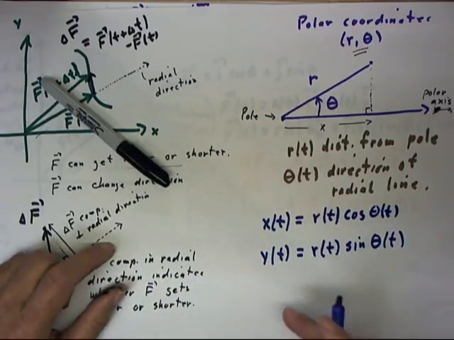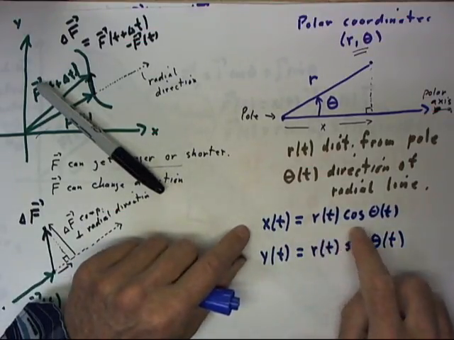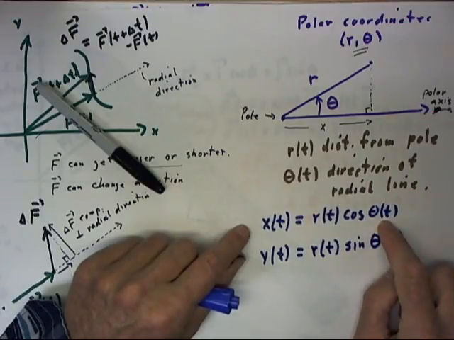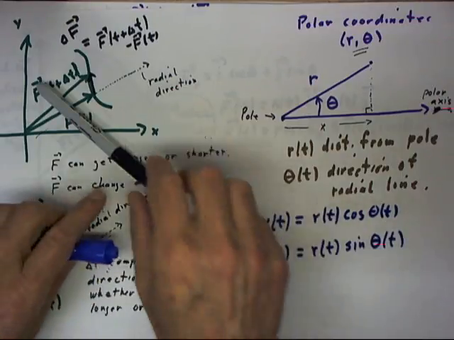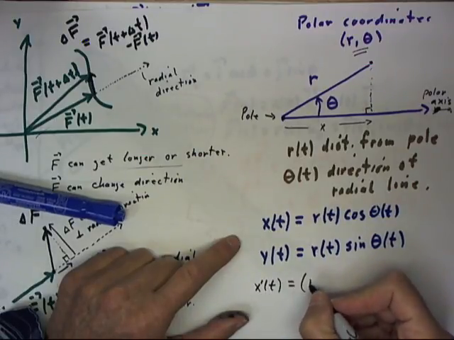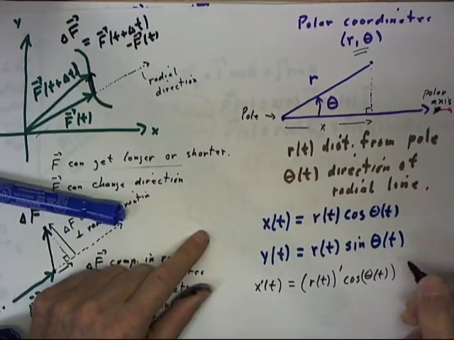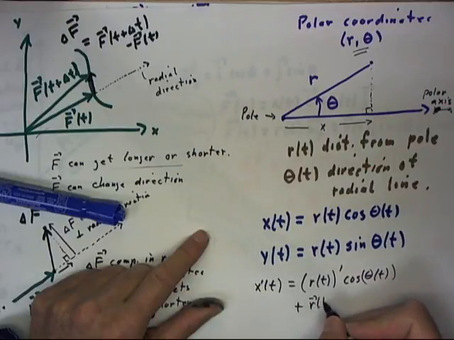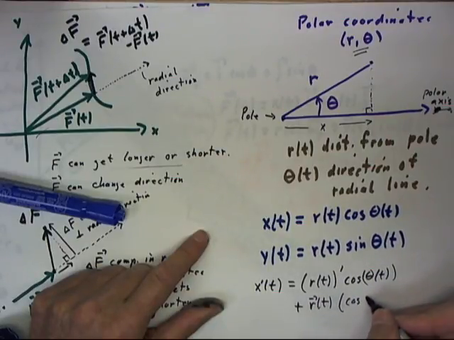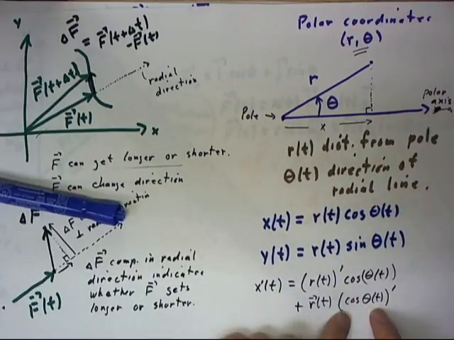Let's just preview something. If I take the derivative of x with respect to t, what am I going to get? Well, x is a product of two functions. It's r of t times the cosine of theta of t. Using the product rule, x prime of t is going to have to be the derivative of r of t, r prime of t, times the cosine of theta of t, plus r of t times the derivative of the cosine of theta of t. Now, the derivative of the cosine of theta of t involves a chain rule. That's going to be theta prime of t times the negative sine of theta of t.